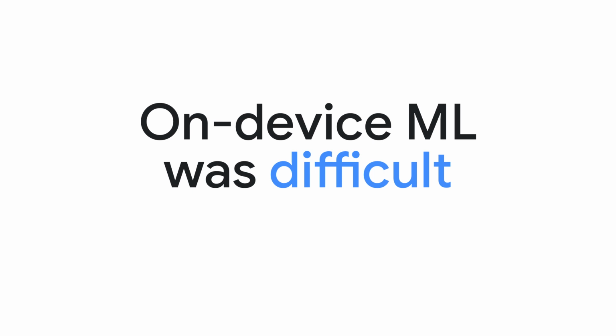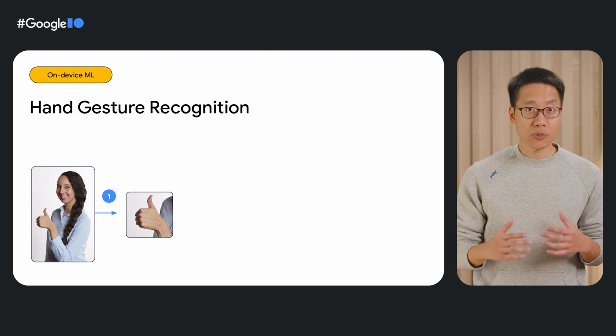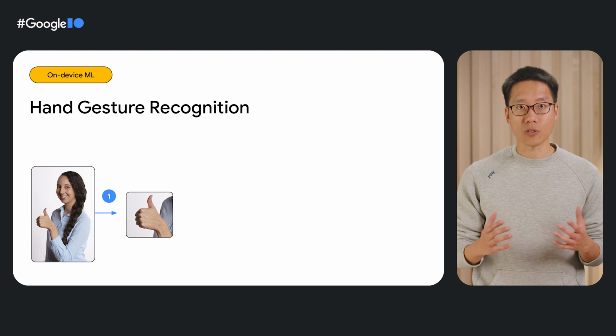On-device machine learning has been a difficult engineering problem. For example, let's take a look at a seemingly simple machine learning task, hand gesture recognition. It takes an image as the input and returns hand gestures found in the image. Here it detects a thumbs up gesture with 63% confidence. Although it seems simple, this task actually requires 4 different machine learning models chained together.